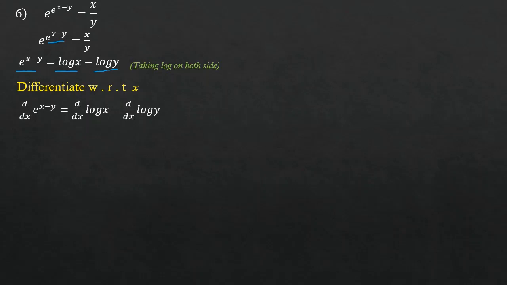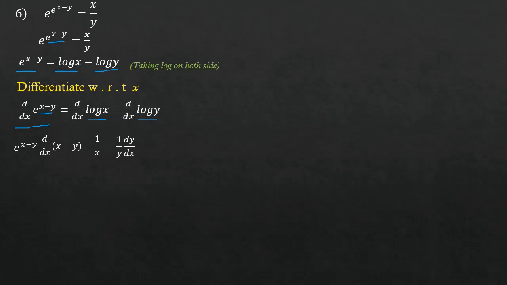Let's continue. Derivative of e raised to is the same, e raised to whatever angle as it is, multiply by derivative of its angle which is x minus y, is equal to derivative of log x is 1 upon x, minus derivative of log y is 1 upon y into dy by dx. स्टार्टिंग से बोलते आ रहा हूँ, जिस टर्म में y है अगर आप उसका डेरिवेटिव ले रहे हैं तो उसके साथ dy by dx आपको लिखना है.